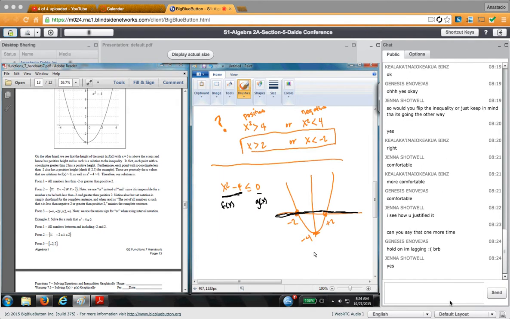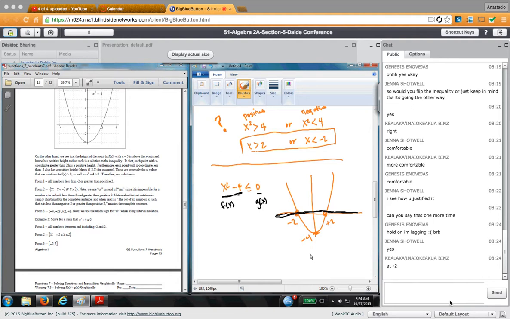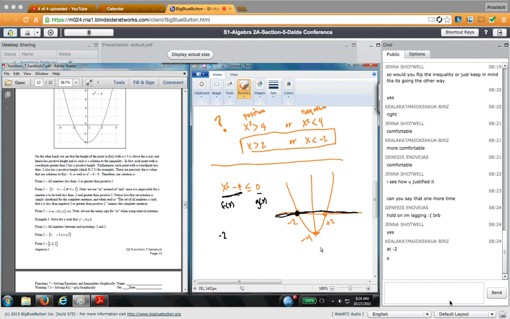When is the orange graph lower than or below the black line? At negative 2. Yes, I agree. Negative 2 is definitely an answer. Give me another answer. So at negative 2, I agree. At 0, exactly, I agree.